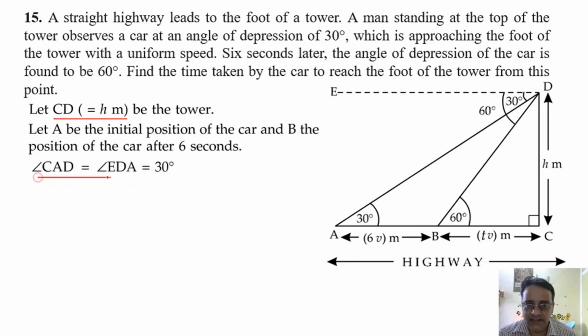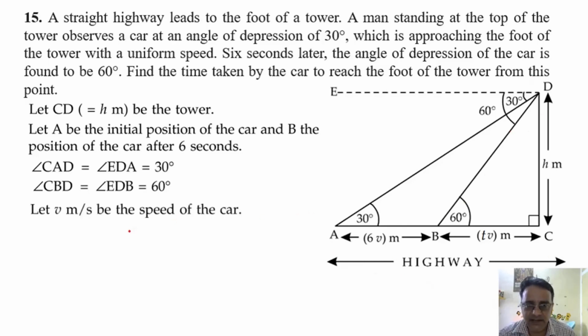So these two angles are equal to 30 degrees, ये वाला और ये वाला, alternate interior angles, and these two angles are also equal to 60 degrees, alternate interior angles. Now two right triangles we are observing here. Name the two right triangles. Triangle ACD and triangle BCD. So we first assume that the uniform speed is v meters per second.